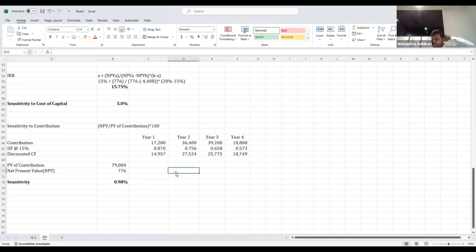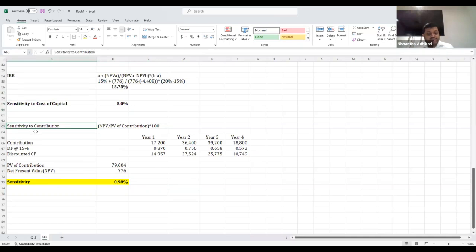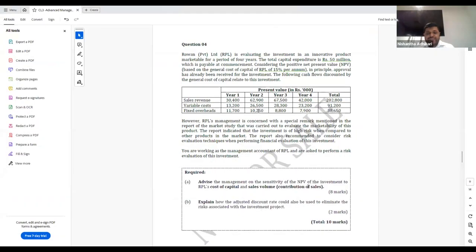If you compare these two factors, which one has the highest sensitivity? You might say cost of capital, but that is wrong. The most critical factor is contribution. Why? If your contribution changes by 0.98, about 1%, your NPV becomes zero or negative. But cost of capital needs to change by 5%. Therefore, the most critical factor is contribution. We'll go back to the question and advise the management on the sensitivity of the NPV of that investment. A small change in the sensitivity factor can create a big difference. That's all about part A.